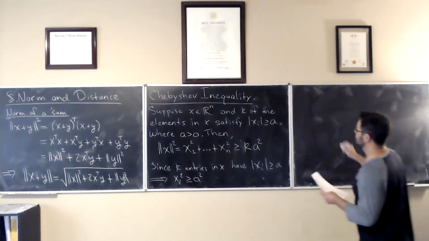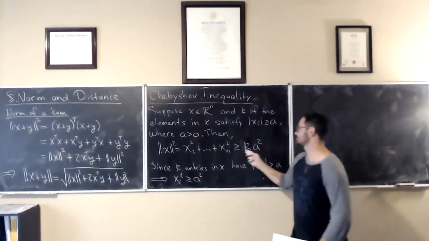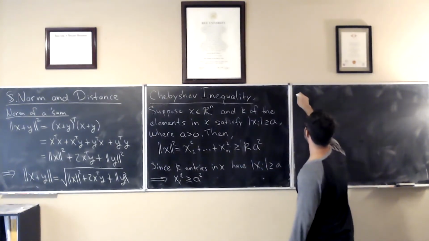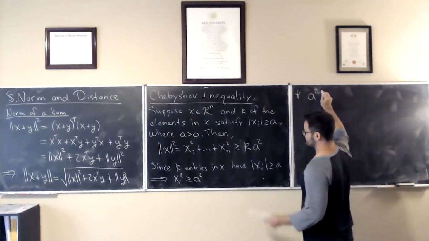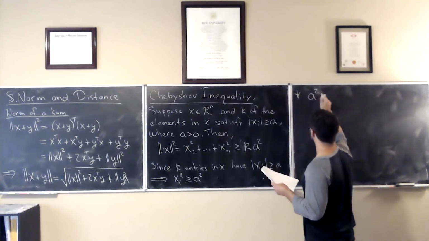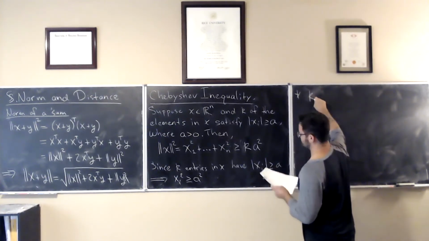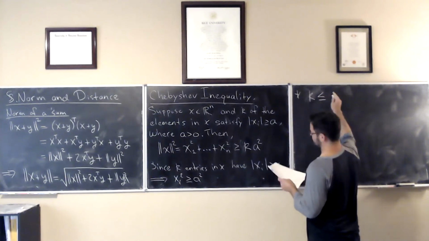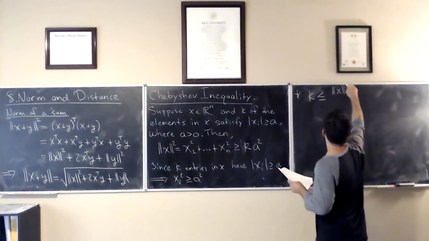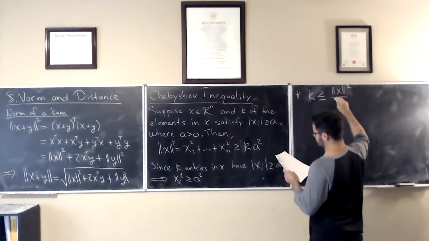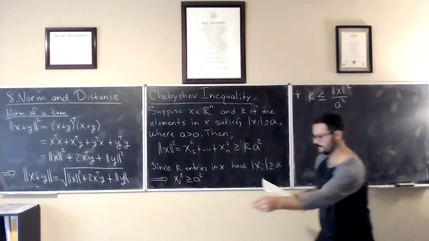Okay, so this here means that that is greater than or equal to this, which means that, I'll say k, I'll divide by A squared. K is less than or equal to the norm squared all over A squared. Okay.